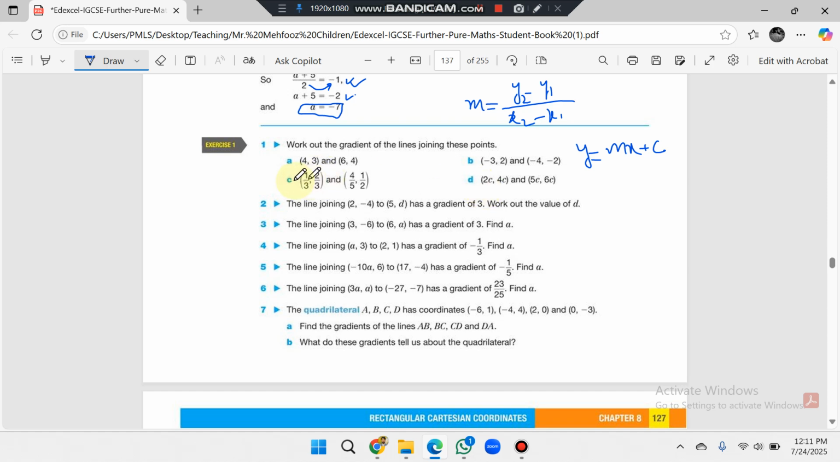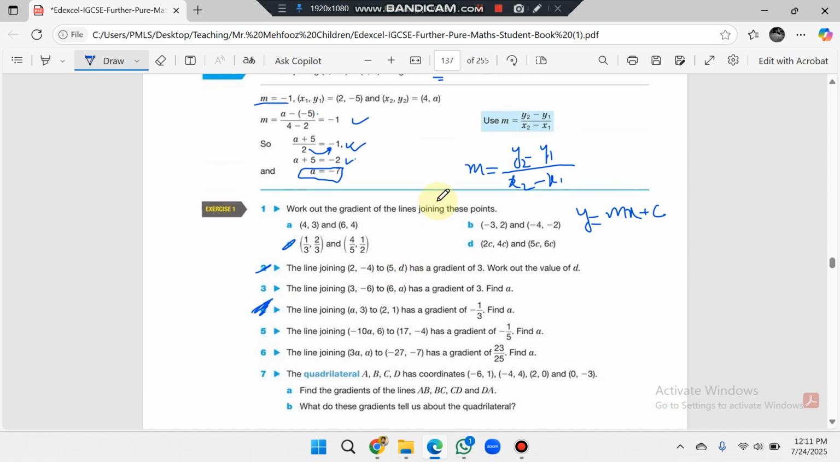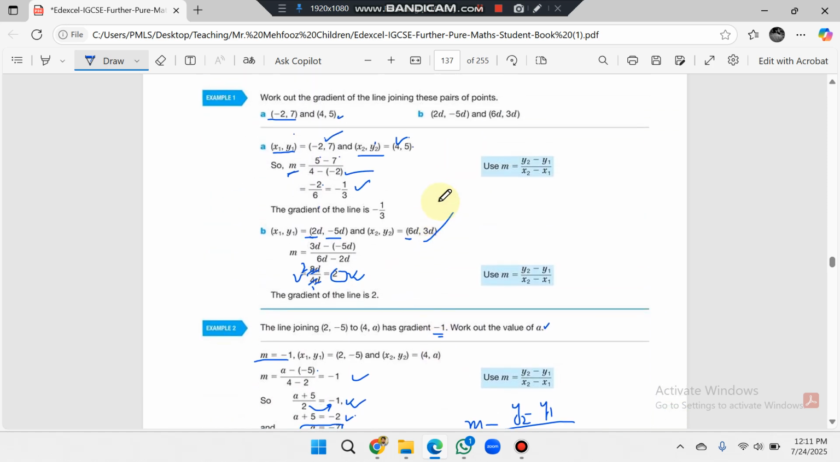You have to do some questions from this exercise, part C, question number 2 and question number 4. You have to do these three questions, but first of all you have to solve these two examples by yourself. Okay, do these examples quickly.